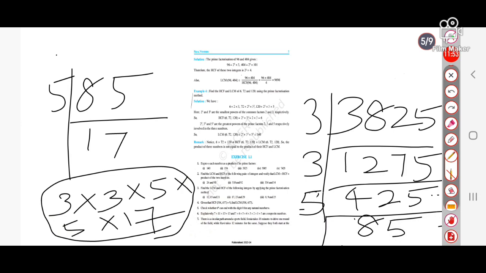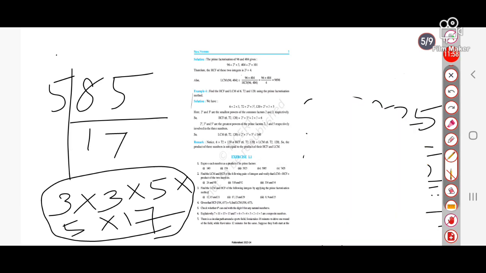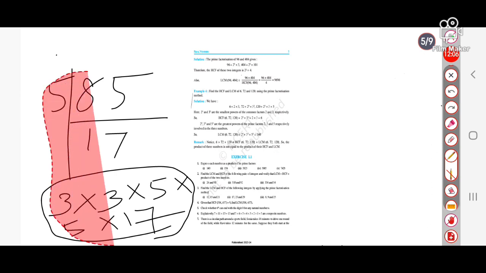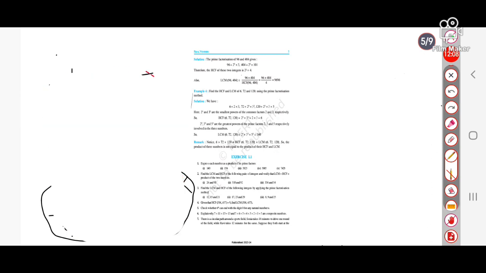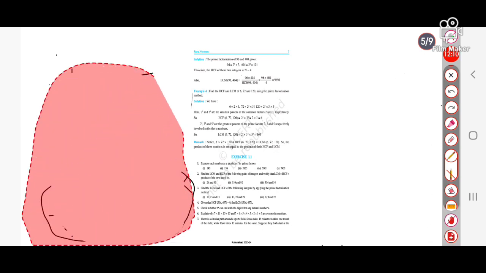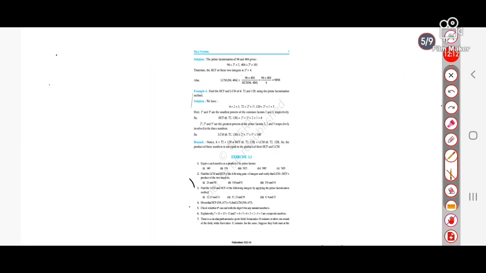So I want you to try the next two sums given in your textbook, and if you have any doubt with respect to those sums, you can cross-check the previous three sums which I worked out, and if you can't understand, kindly post it in the comment section. I will address it in upcoming videos wherever possible.